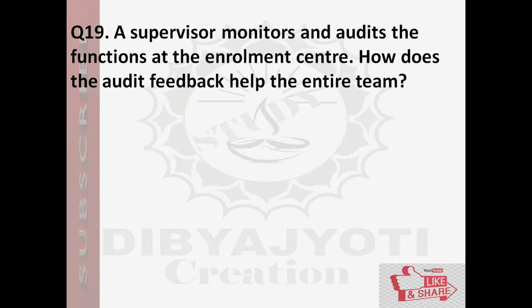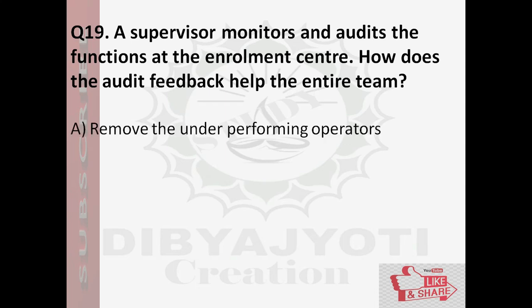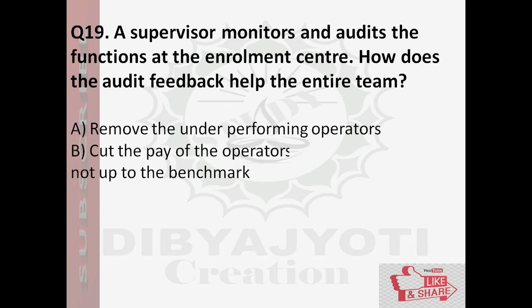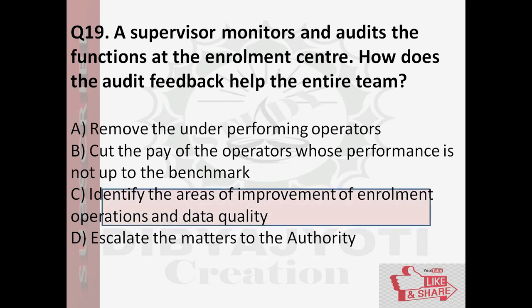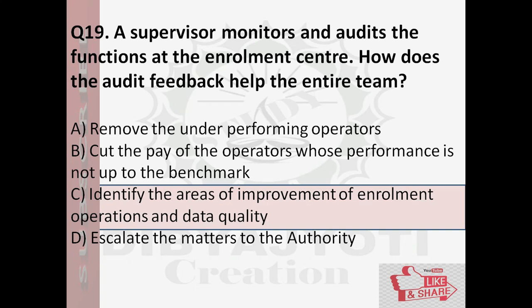And then next, a supervisor monitors and audits the functions at the enrollment center. How does the audit feedback help the entire team? Option A, remove the underperforming operators, option B, cut the pay of the operators whose performance is not up to the benchmark, option C, identify the areas of improvement of enrollment operations and data quality, option D, escalate the matters to the authority. And answer is option C, identify the area of improvement of enrollment operation and data quality.